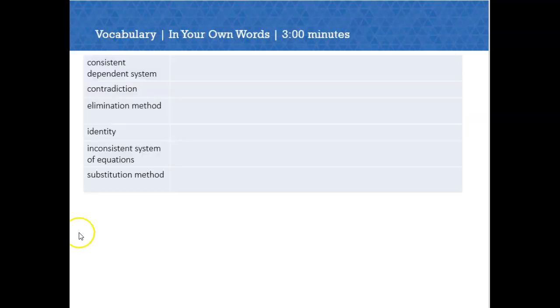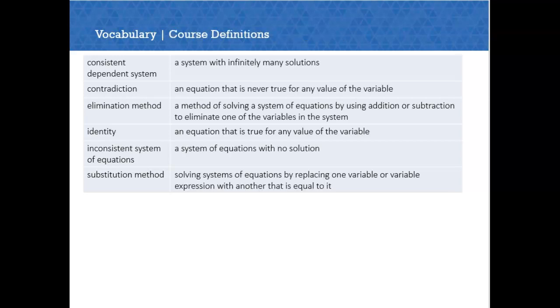So we do have a little bit of vocab here. I think the best way to get started is just to work in the problems, and then we can come back and talk about these. But a consistent dependent, so this is really just memorization, is a system with infinitely many solutions. An inconsistent system is one with no solution. So it is important to know those two definitions.